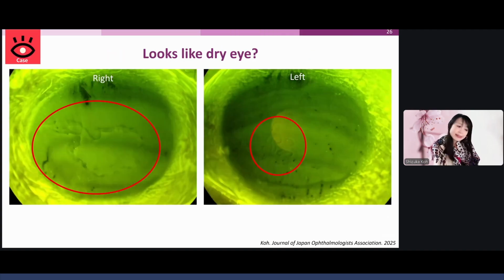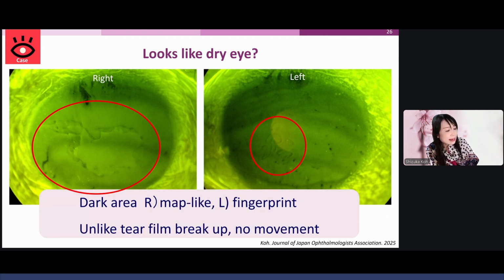This is another case. At first glance, this looks just like tear film breakup. On the right, you can see a map-like pattern, and on the left, a fingerprint pattern. But there is one important difference. Unlike tear film breakup, these dark areas do not move after eye opening. The dark areas could easily be mistaken for dry eye. This tells us that the abnormality is in the epithelium rather than in the tear film.